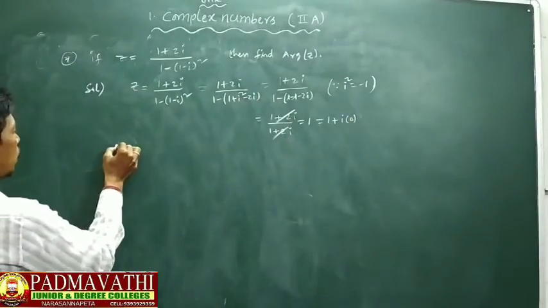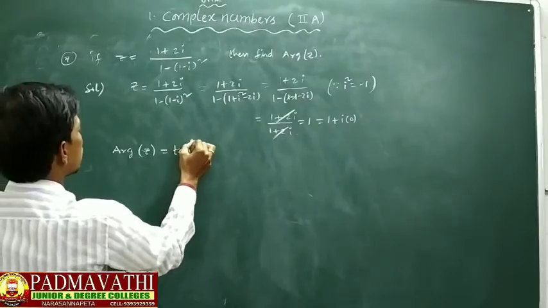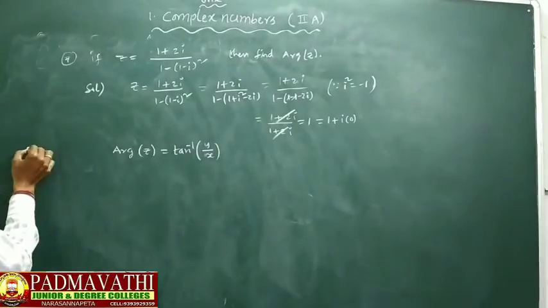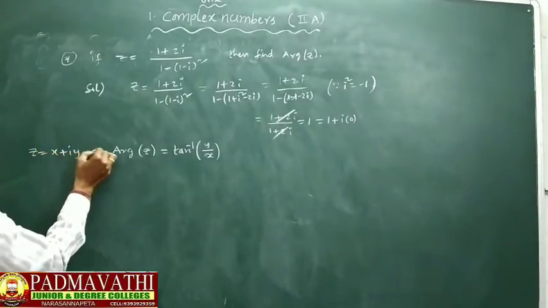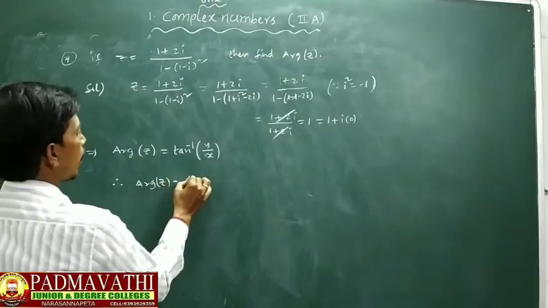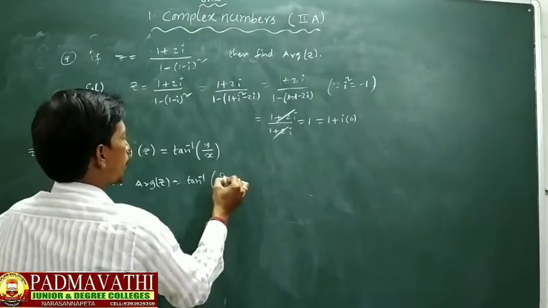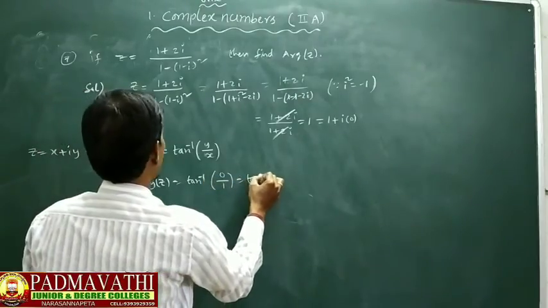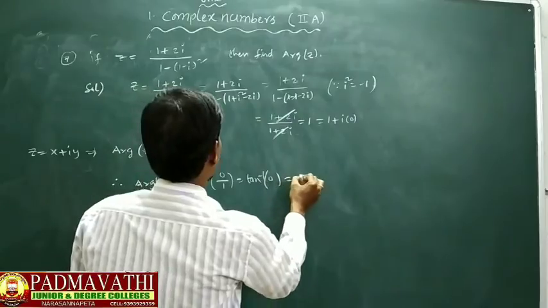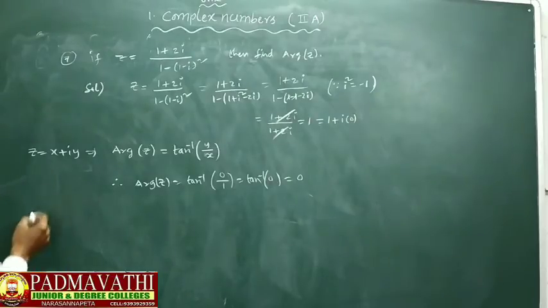Now arg z equals tan⁻¹(y/x), since z = x + iy. So therefore arg z equals tan⁻¹ of the imaginary part y, which is 0, over 1. So 0/1 equals tan⁻¹ 0. Tan 0 equals 0. The arg z is 0. Now the eighth problem.